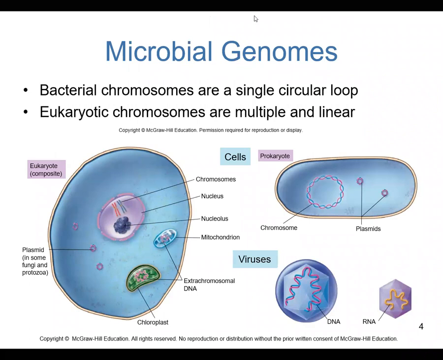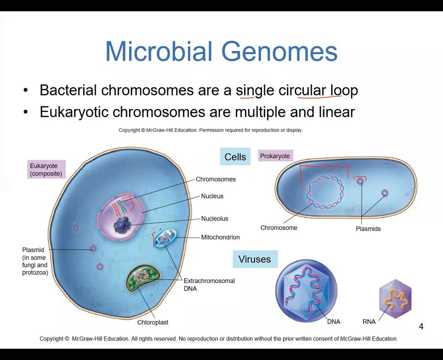Another key thing is that in prokaryotes, almost all of them have a single loop or circular chromosome. You see it right over here. And then they have the plasmids around them. That's DNA also. In eukaryotes, it's always linear like these here.